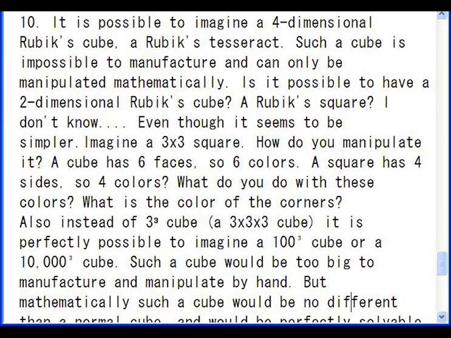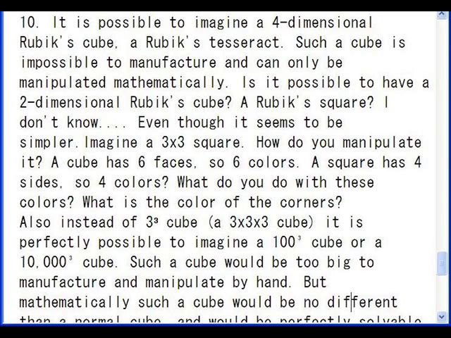It is possible to imagine a four-dimensional Rubik's Cube, or a Rubik's Tesseract. Such a cube is impossible to manufacture and can only be manipulated mathematically. Is it possible to have a two-dimensional Rubik's Cube, a Rubik's Square? I don't know, even though it seems to be simpler. Imagine a 3 by 3 square. How do you manipulate it? A cube has 6 faces, so 6 colors. A square has 4 sides, so 4 colors. What do you do with these colors? What is the color of the corners?